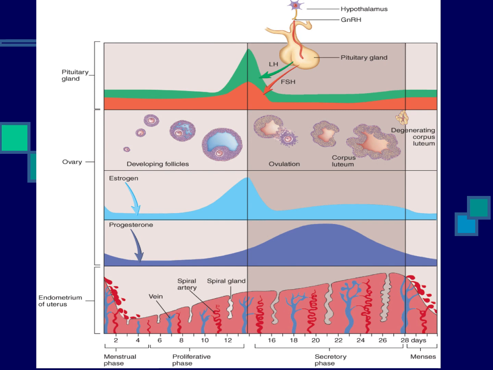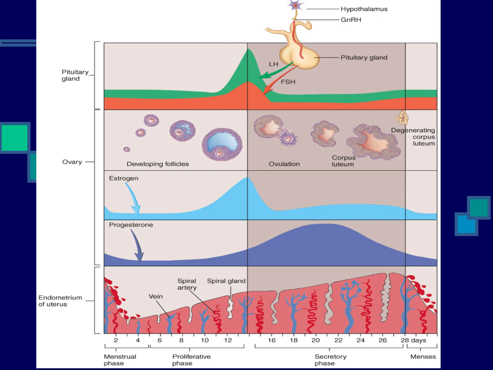Remember that the hypothalamus releases gonadotropin releasing hormone, and that controls the pituitary gland and promotes the release of follicle stimulating hormone and luteinizing hormone. Follicle stimulating hormone in the ovary causes follicles to develop. Okay, as those follicles develop in the first part, the follicular phase, they secrete a lot of estrogen and a little bit of progesterone.